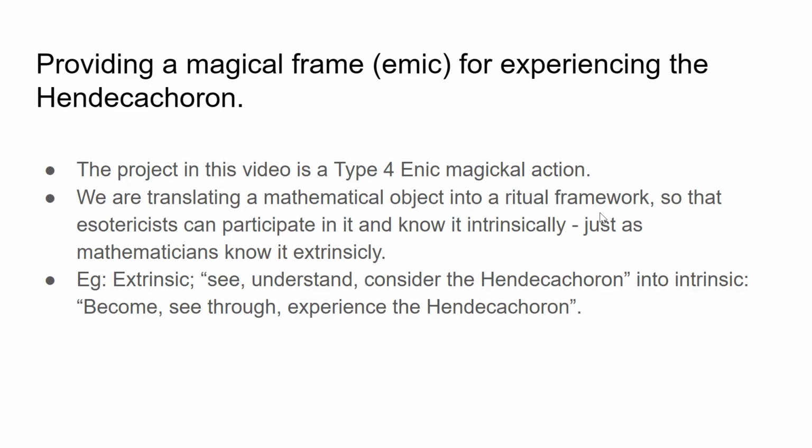And you can compare the extrinsic way of looking at it, seeing, considering, understanding the mathematics, as opposed to becoming, seeing through, experiencing, feeling the Hendecachoron. We are going to become the Hendecachoron. So there are 11 thrones, and the 11 thrones are stations, and they're connected to the Kabbalistic tree of life.